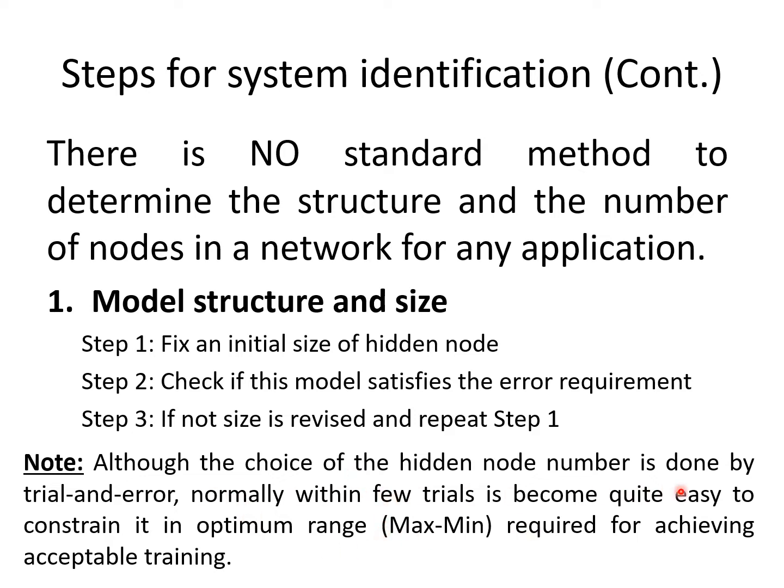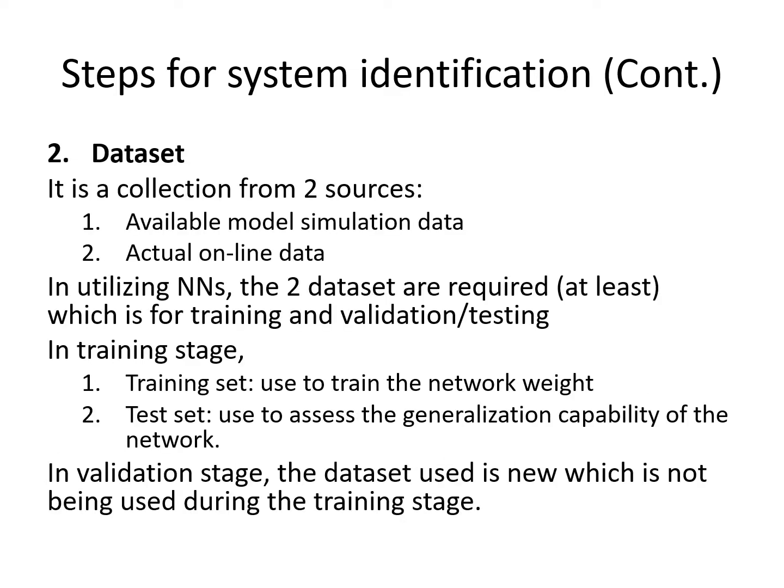So mainly, although the choice is done by trial and error, normally after a few trials you will get an optimum range about the number of nodes that we need. Mainly for the middle nodes, because the input and output is fixed by the system that we are going to model. But this is mainly for the hidden nodes, to decide how many hidden nodes we need, or maybe how many hidden layers we need. Okay, what are the transfer functions that we need? What are the activation functions that we need to use for that system in hand. That's the first part, the main model structure and size, basically the topology of the system.